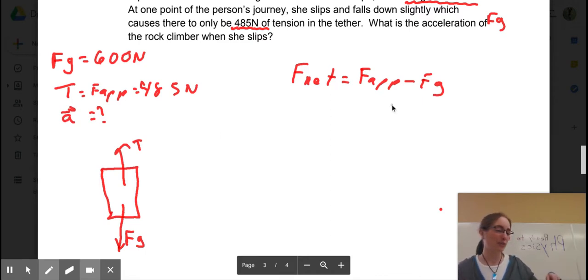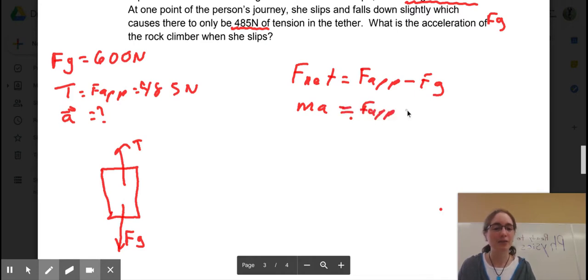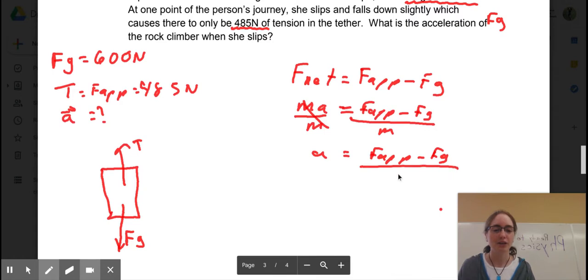Because we know Fg is going down, so we know it's going to be in a negative direction, so you can just make it negative if you want. And now, I'm trying to find the acceleration. Well, Fnet is equal to ma. So I replace that ma in there. I already have my force applied, and I have been given the weight. So now I just need to take this expanded equation, and I'm going to divide out my mass to isolate for my acceleration. My mass is going to cancel, and I'm going to wind up with my force applied minus my Fg divided by my mass, and I get my acceleration.